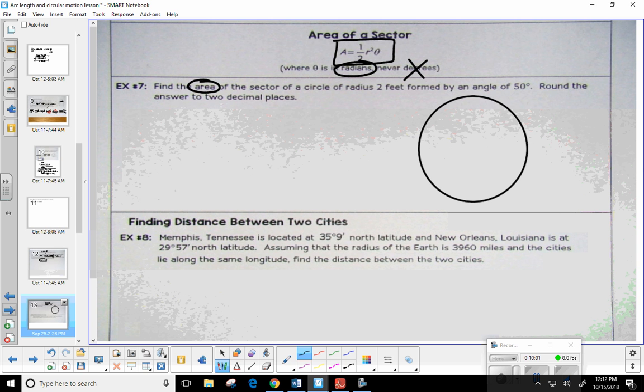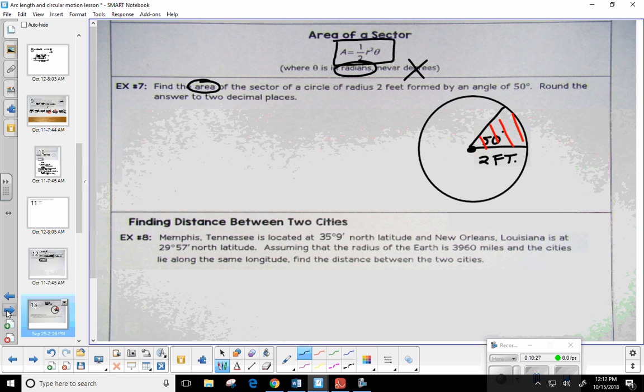So let's set up this circle. We've got a radius of 2 feet, an angle of 50 degrees. So let's say that's about 50 degrees right there. We're not looking for the distance of the arc created by that angle. I want to know how many square feet we're actually looking at here. Well, I have everything except that there's one snag.